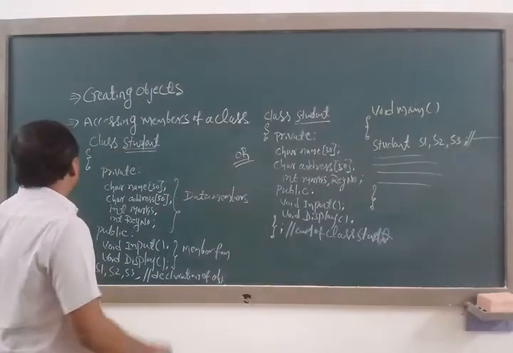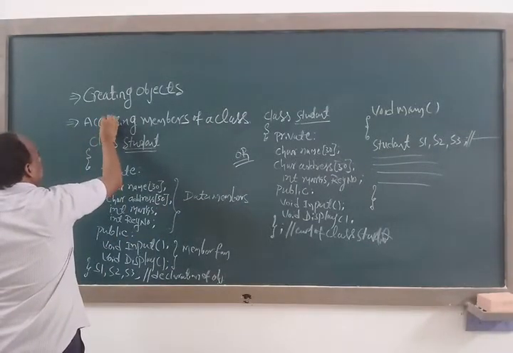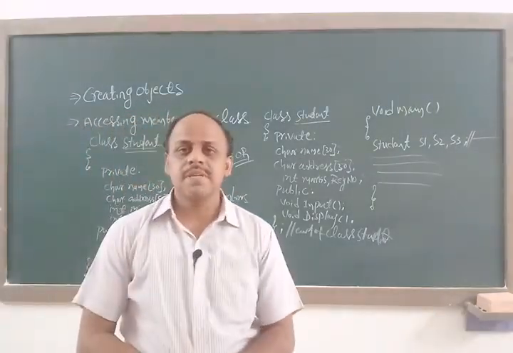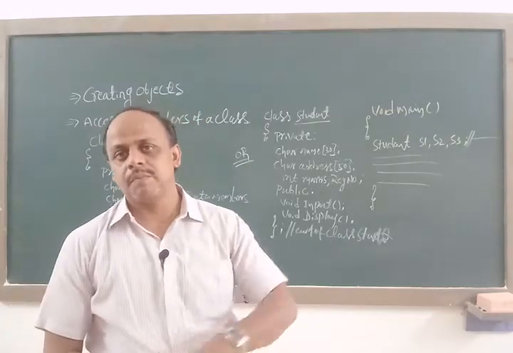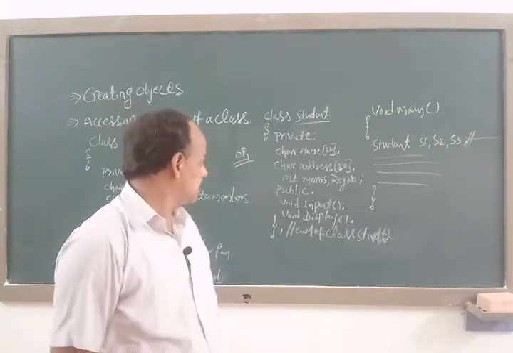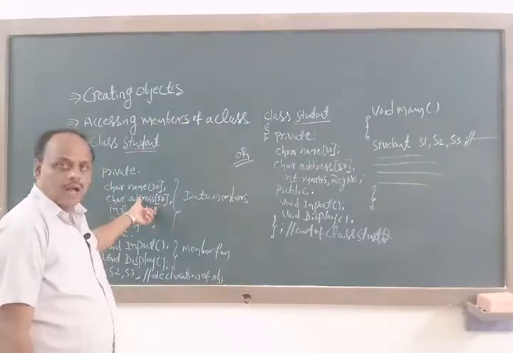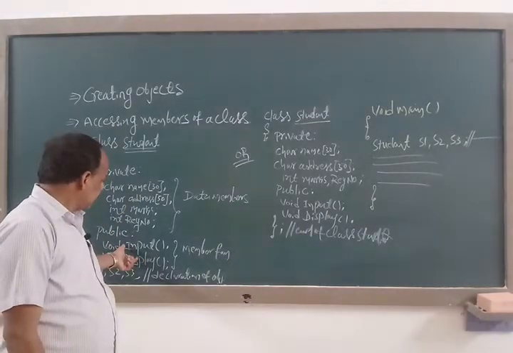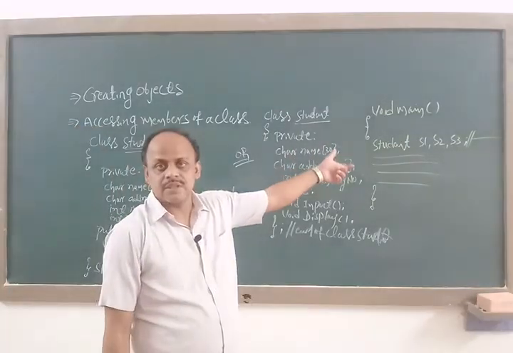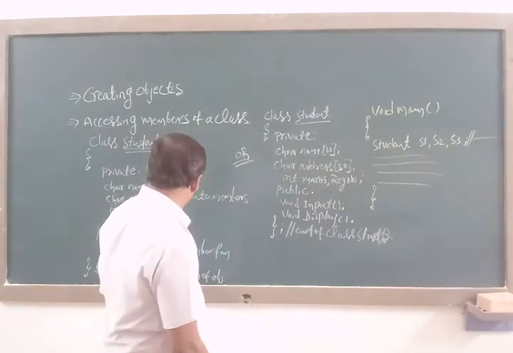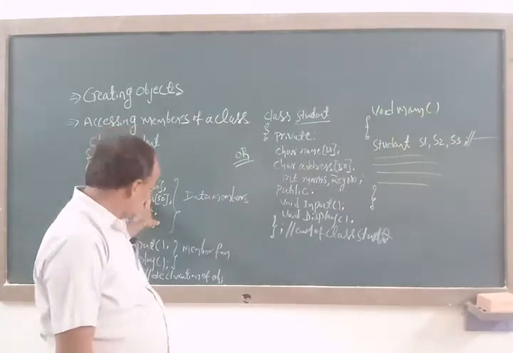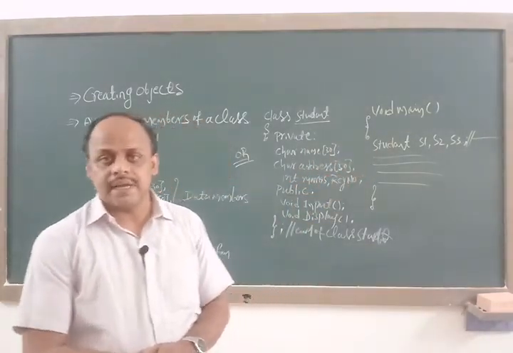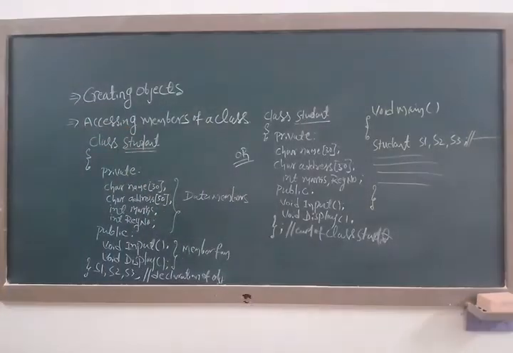Now let us see accessing members of a class. Accessing members means both data members as well as member functions of a class. How to access these data members? How to access these member functions? Because objects are declared in the main function, how do we access them using objects in the main program? That thing we are going to discuss right now.